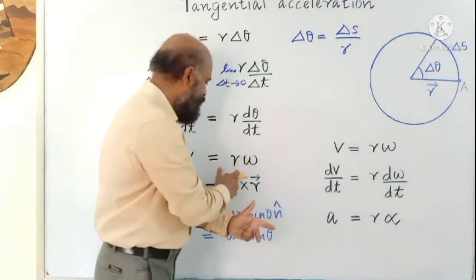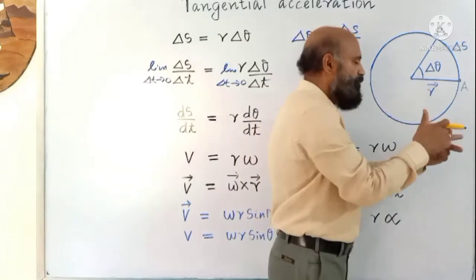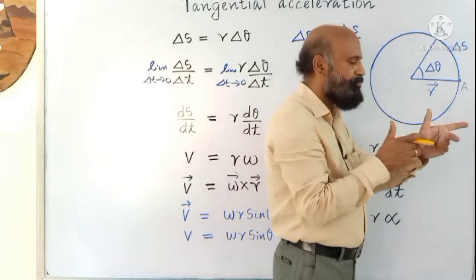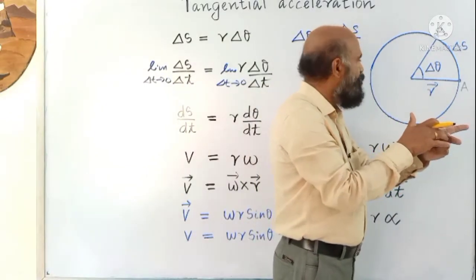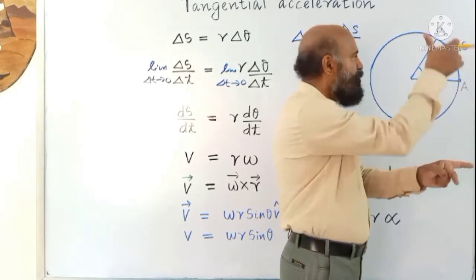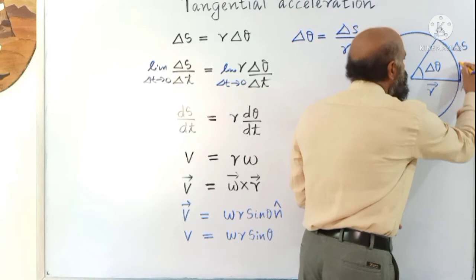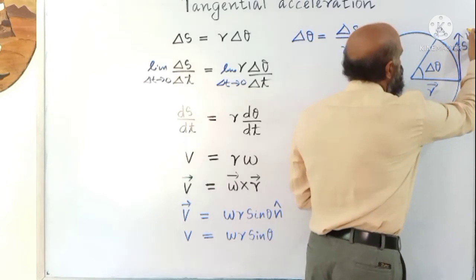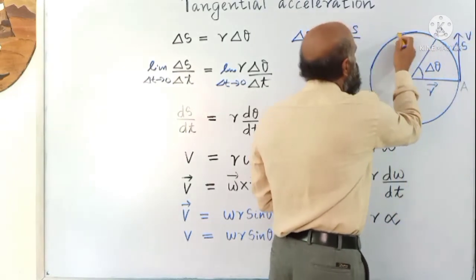Omega vector cross R vector. This is the omega vector. Then this is the R vector. Omega vector cross R vector, you can see the thumb is in this direction. So velocity will be along this direction. So velocity will be along the tangential direction.